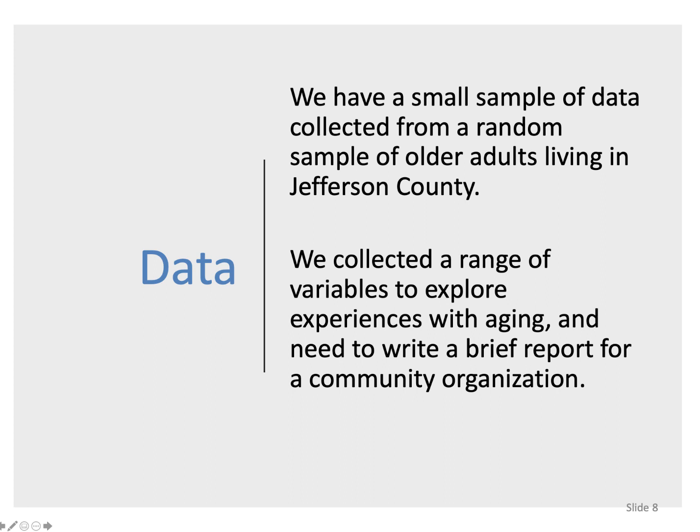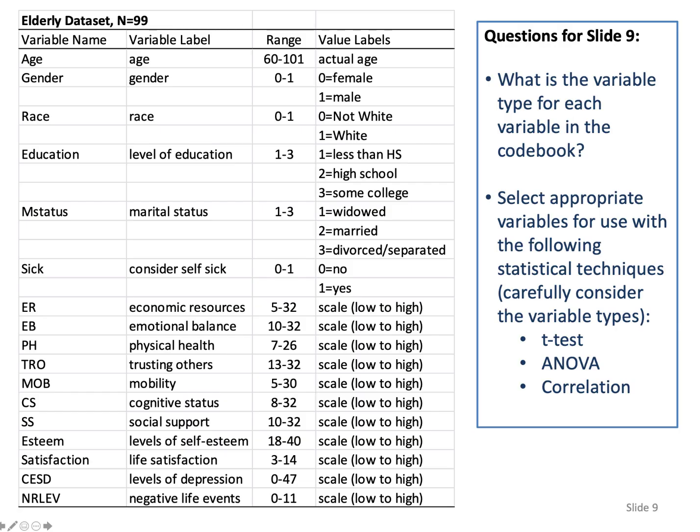For a different type of data, we have a sample of data collected from a random sample of older adults living here in Jefferson County. We collected a range of variables to explore experiences with aging, and we need to write a brief report for a community organization. Given this code book for the elderly data set with an N of 99, what is the variable type for each variable in this code book?